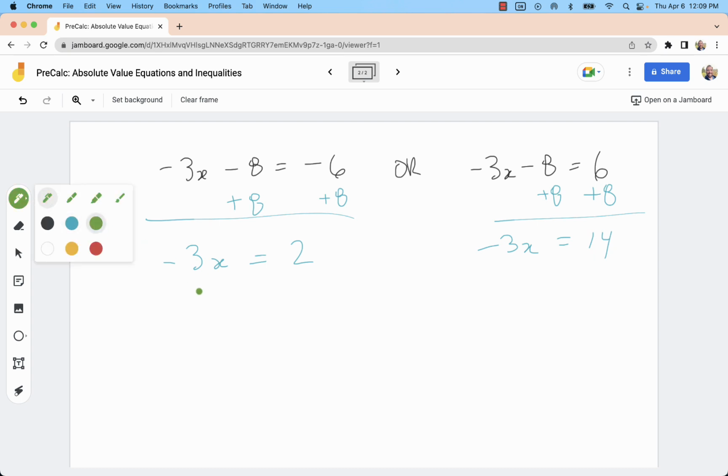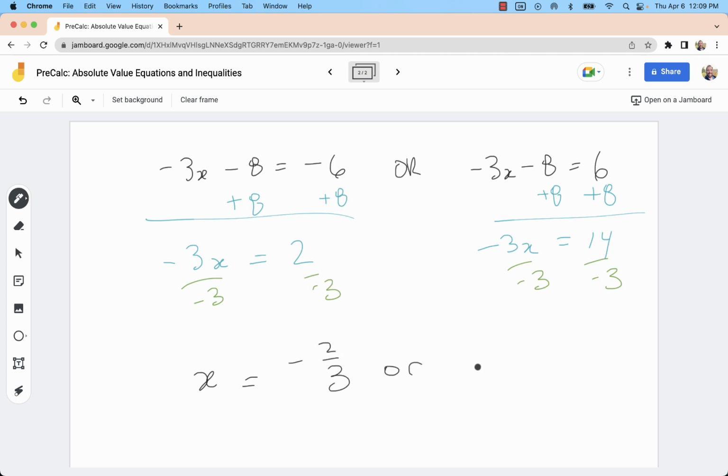And now divide by negative 3. To get the two solutions, we're going to have x either, and neither of these really simplifies, negative 2/3 or negative 14/3. Usually we just do a comma there. Not in parentheses, it's not an ordered pair, we're just listing the two solutions.